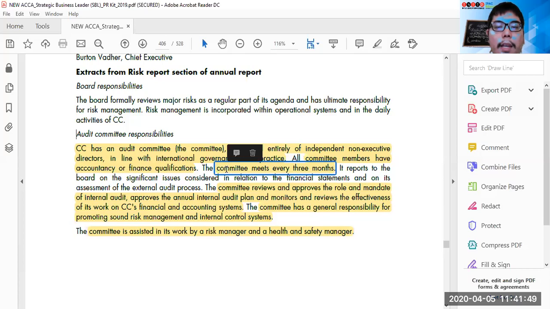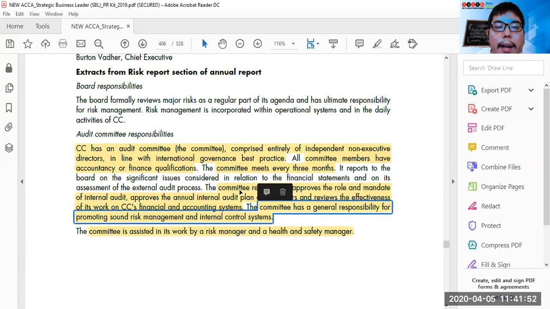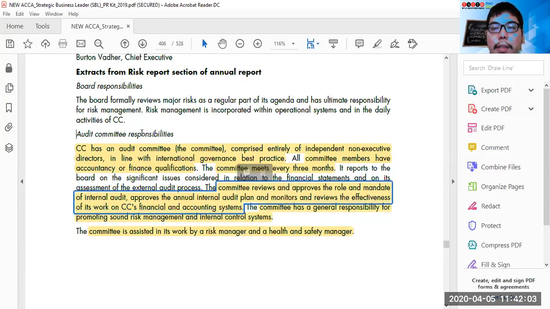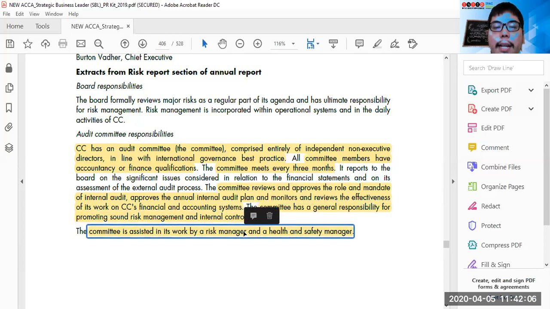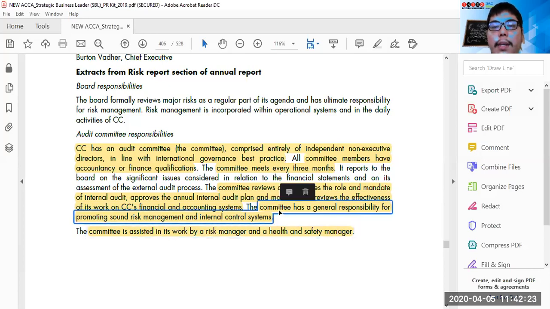Number 4: currently the audit committee has two responsibilities, so their workload is too heavy. When you establish a separate risk committee, you can reduce the workload of the audit committee. Next, the committee is assisted by the risk manager. The audit committee deals with internal audit and the financial statements, so they may not have time to monitor the work of the risk manager. With a separate risk committee, it will be able to monitor and scrutinize the work of the risk manager.